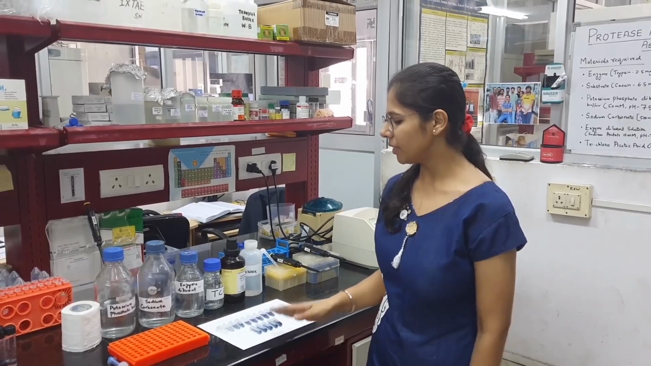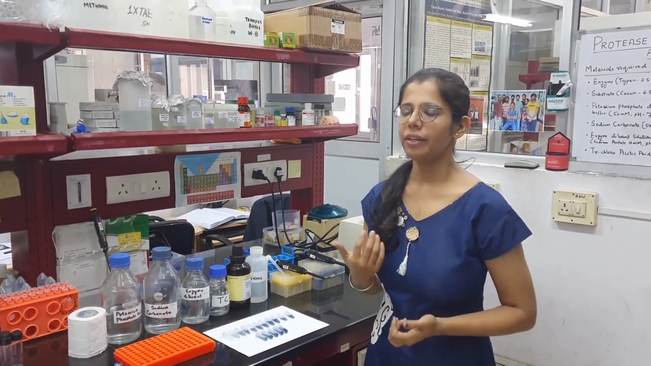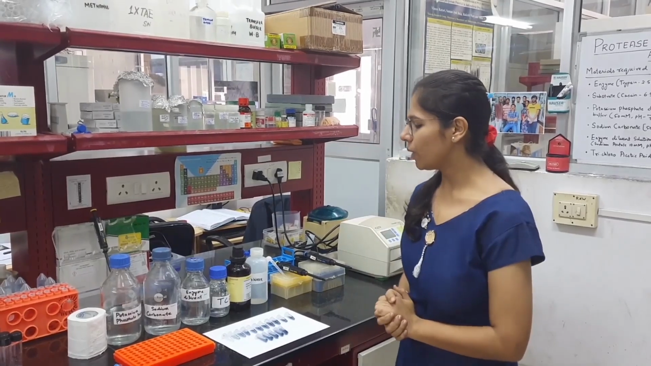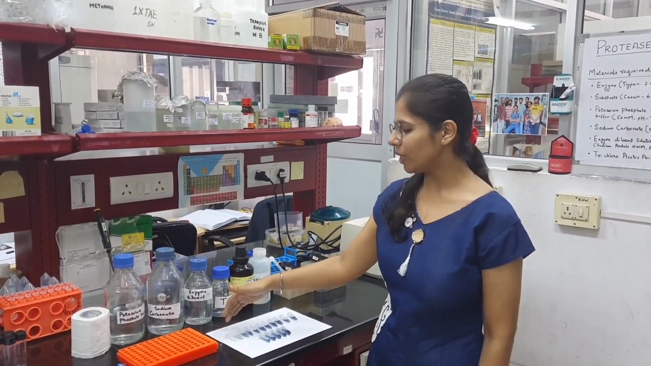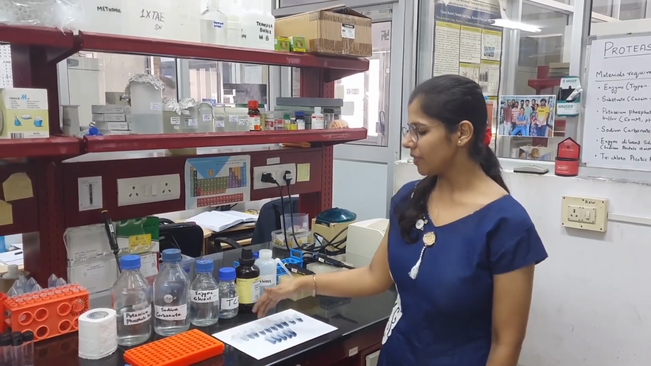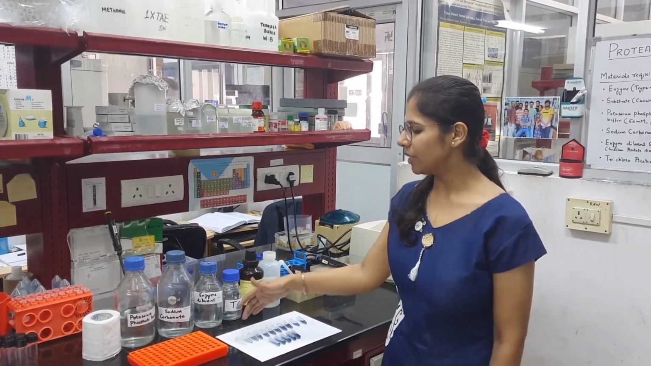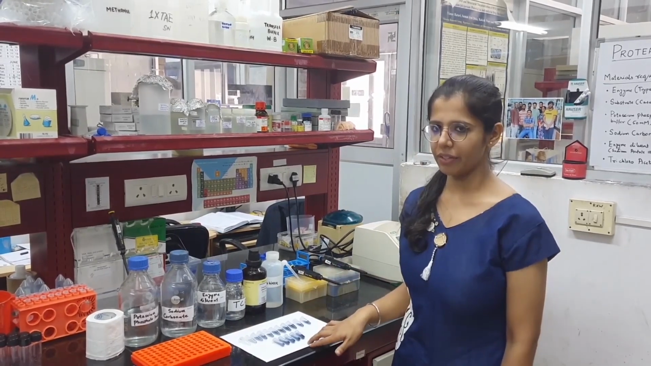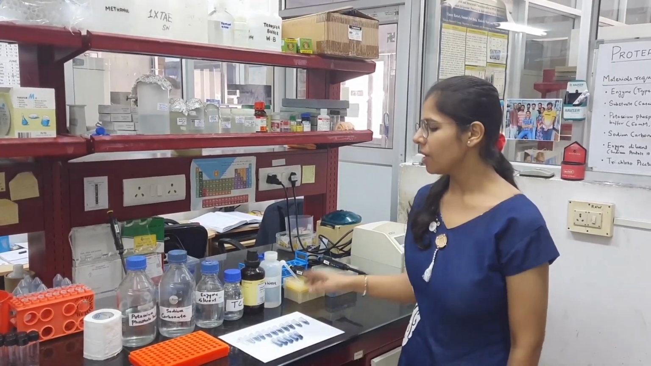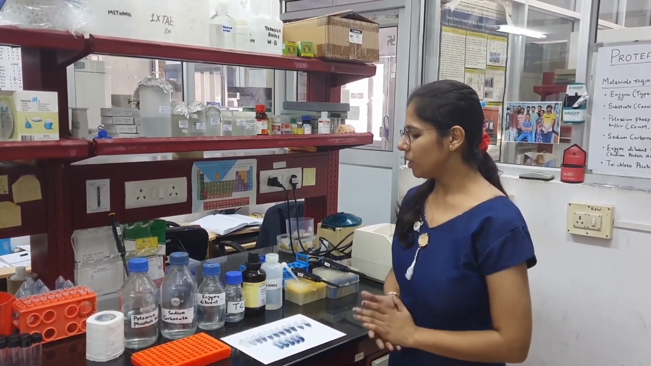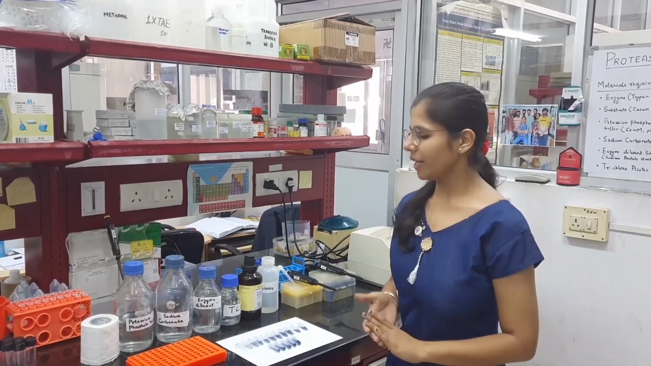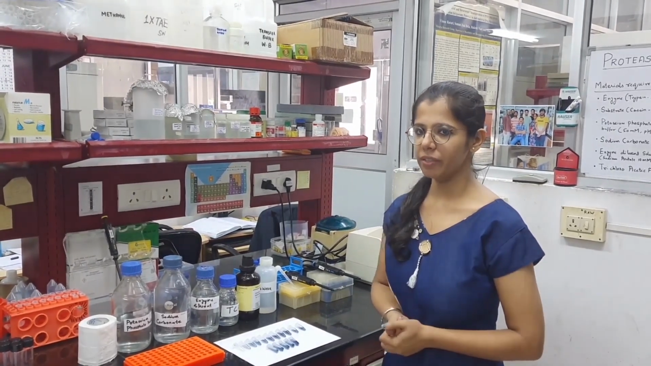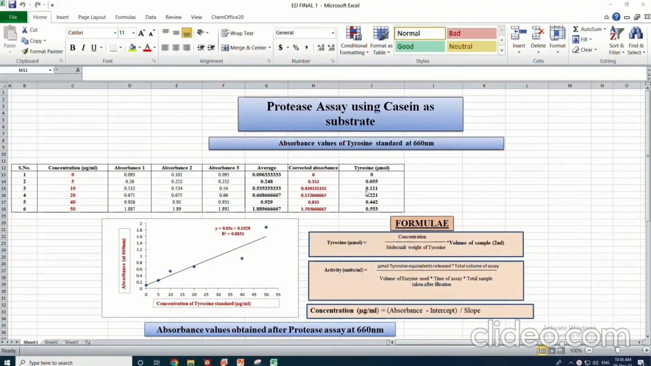After incubating the samples for 30 minutes, we have taken readings in a UV-visible spectrophotometer at 660 nanometers. Then we observed that absorbance values were increasing with increasing concentration, as was the blue color intensity, for both the standards as well as the casein protease assay samples. Now, in order to determine the enzymatic activity of trypsin and Km value, we will plot the Michaelis-Menten curve, which we will be discussing further. After completing the experiment, now we are going to plot the calibration curve for tyrosine standards.